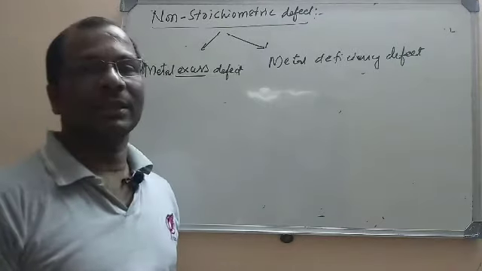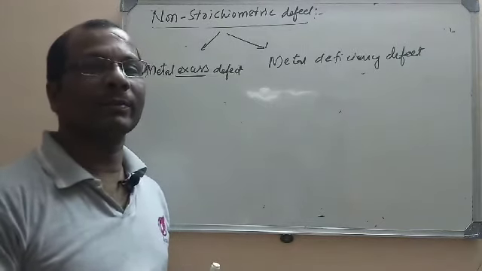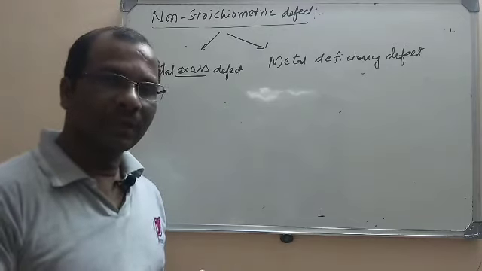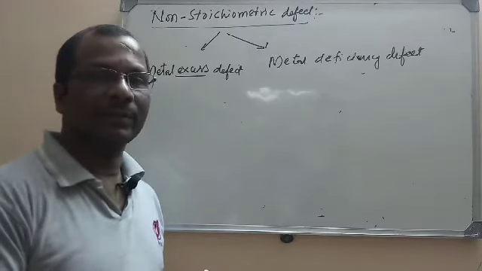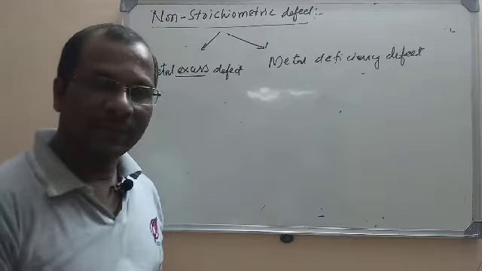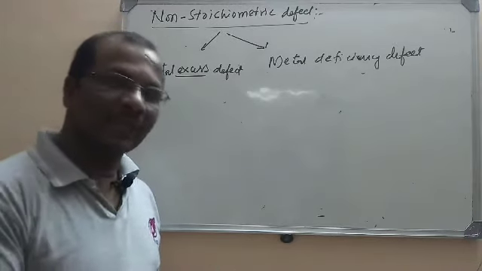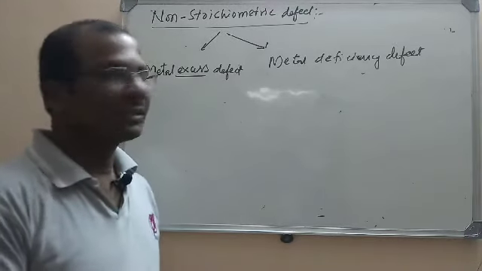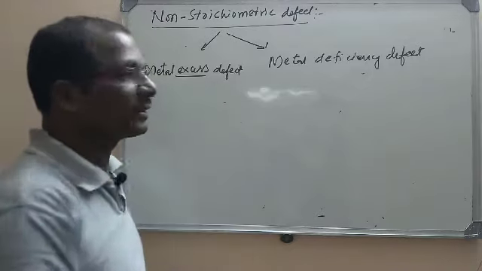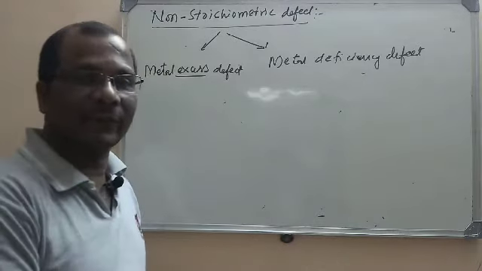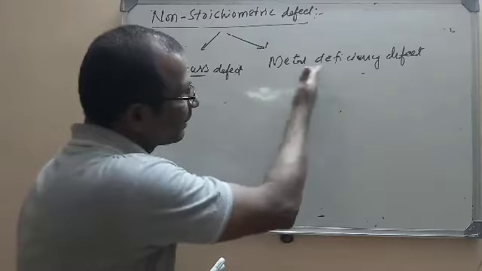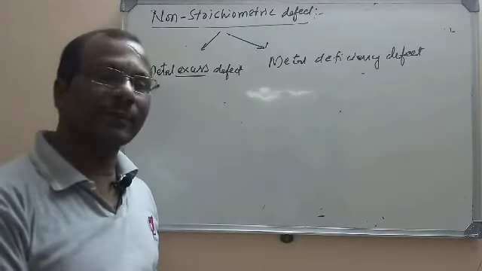For example, our body should have a minimum quantity of all vitamins. If they are more, they will cause some disorder. If they are less, they will cause some disorder. So, defect due to metal excess, stoichiometry may be affected. Due to the deficiency of the metal, stoichiometry will be affected.